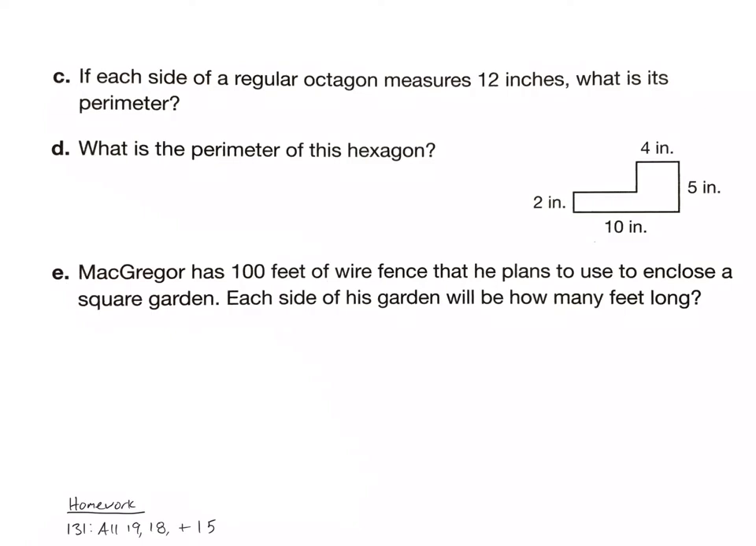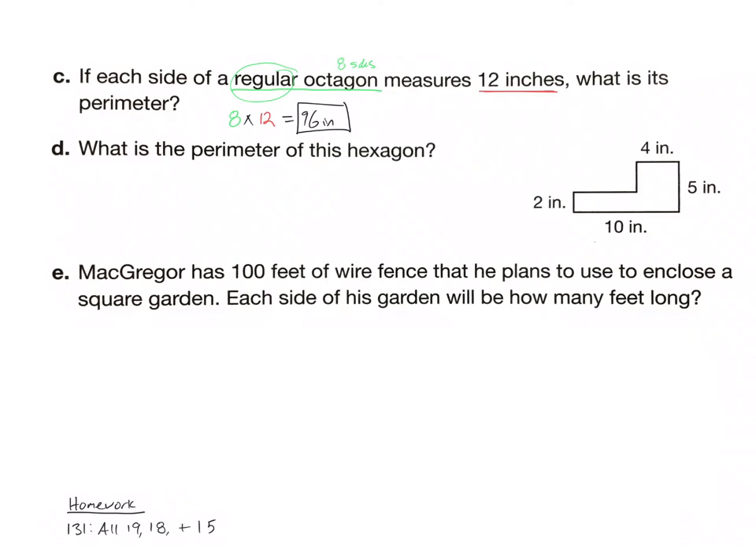Which actually helps out here on this one. It says if each side of a regular octagon, I'm going to go ahead and underline that, regular octagon, measures 12 inches, what is the perimeter? Well, again, regular means that all the side lengths are the same. An octagon, remember, is 8 sides. So what I'm going to do is multiply the 8 sides times the measure of each side. And that's going to give me 96 inches.